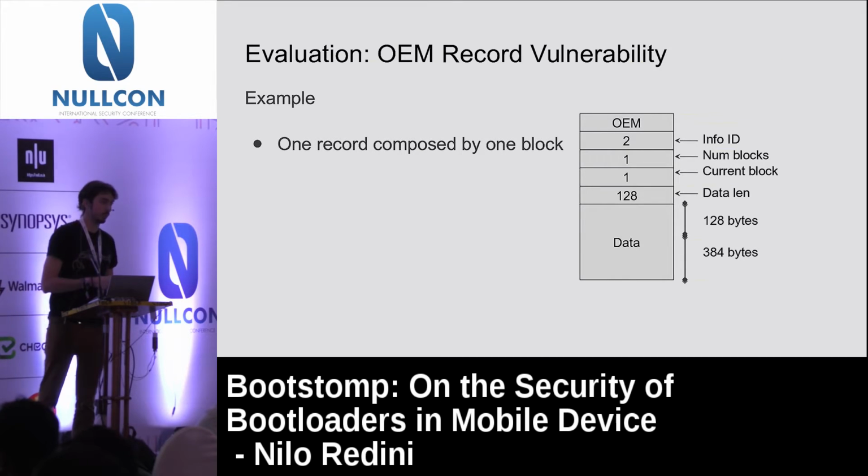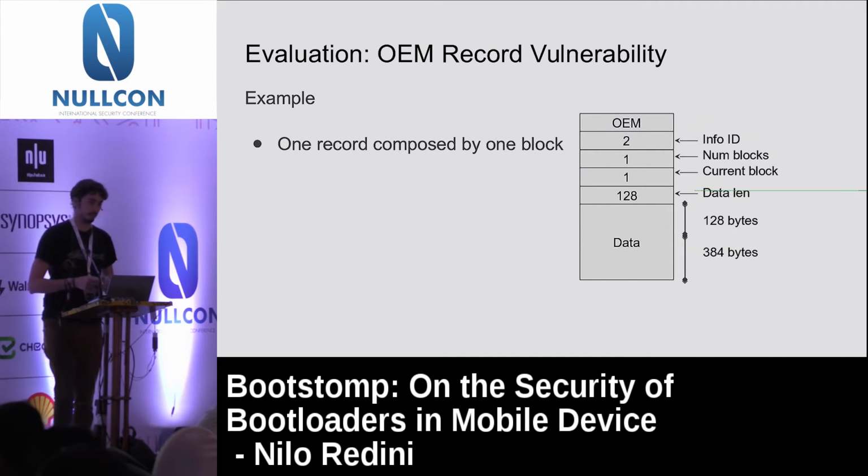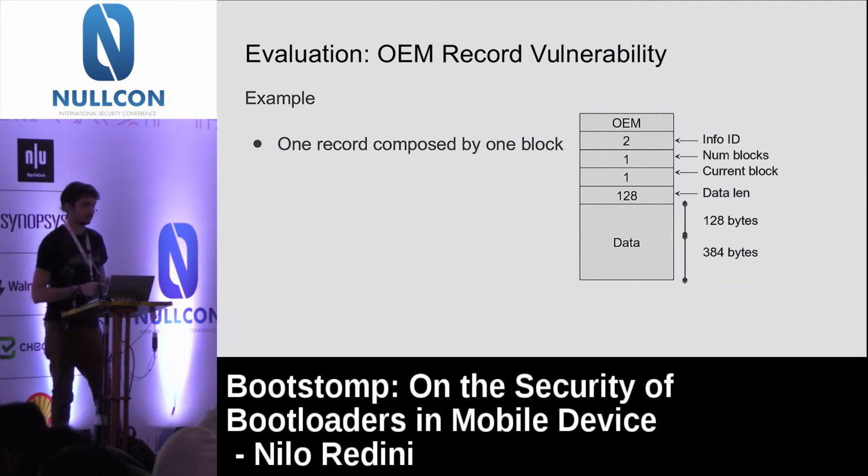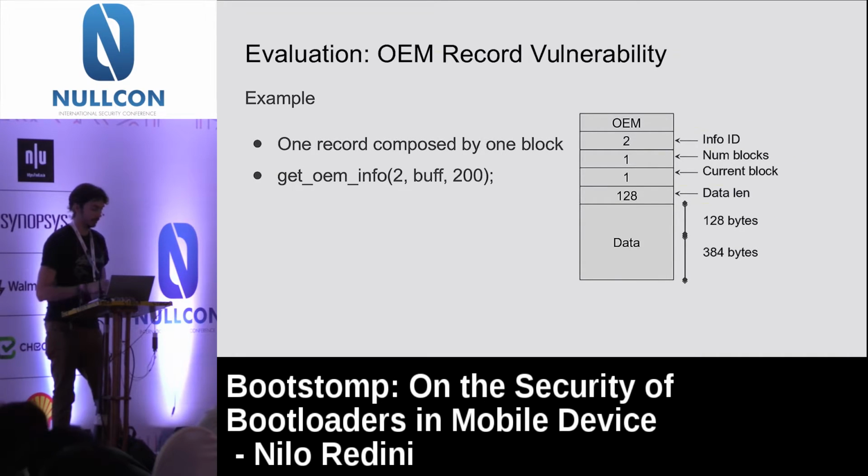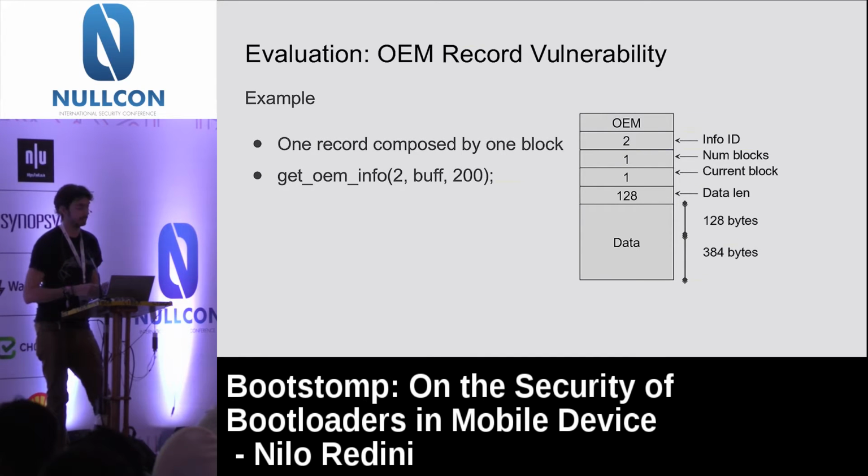Let's assume that we have one record, which is composed by only one block. Let's assume that the info ID is set to 2. The number of blocks in the only block composing the record is 1, and the current block number is 1. Let's also assume that the meaningful data in the data field is composed by 128 bytes. And also, let's assume that a buffer pointed by some variable buff is as big as 200 bytes.